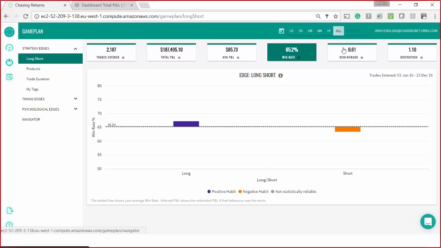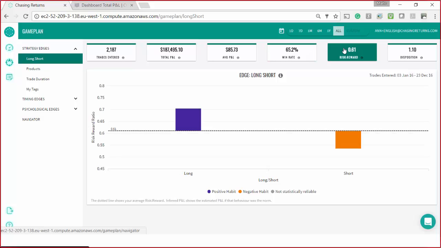So let's now look at the risk reward. Here we can see it's quite significantly different. On his long trades, he's getting 0.7, or 70% the size of his losers. On his short trades, it's down to just under 0.55. So there's quite a significant difference in the way his risk reward returns for him on long versus short, and that's really where he needs to focus.